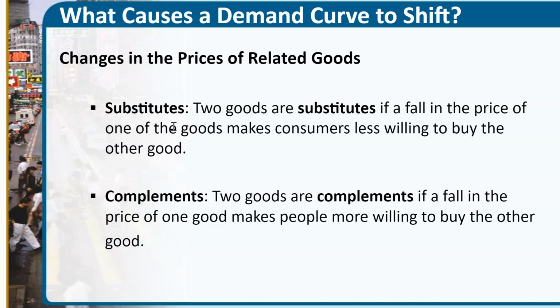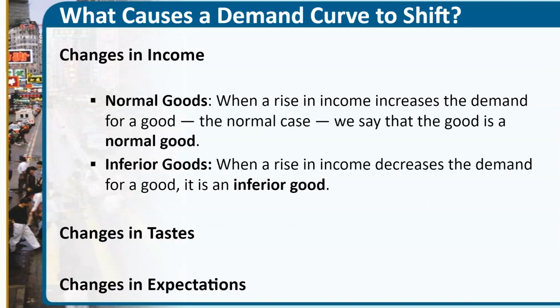And likewise, the hot dog, mustard, ketchup example I used there on complements. If the price of hot dogs falls, then the demand for ketchup and mustard and hot dog buns is going to increase because they're complements. They go along with hot dogs in terms of that capacity. And then what is going to cause a curve to shift in terms of income? Again, if people are making more money, demand is going to shift outward or rightward. And if people are making less money, that's going to shift it inward.